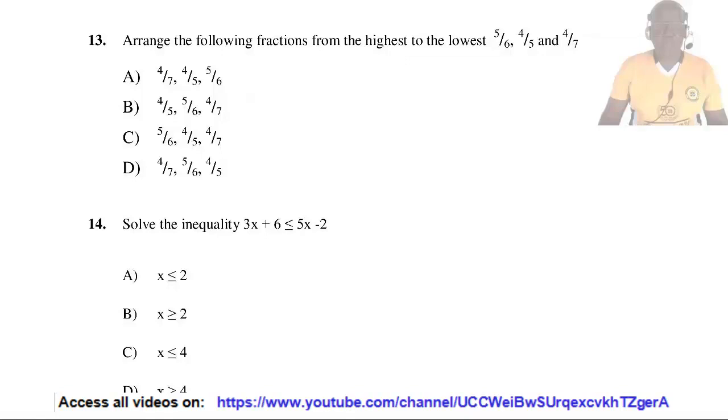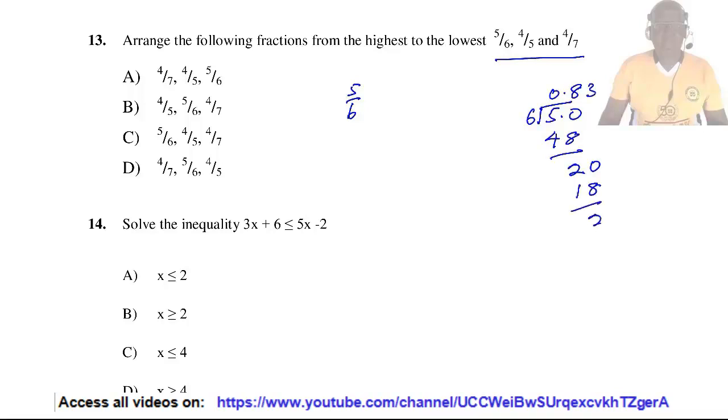Question 13. Arrange the following fractions from the highest to the lowest: 5 over 6, 4 over 5, and 4 over 7. We shall convert the fractions into decimals. We shall use the long division method. 5 over 6, 6 into 5, 8, 48, 2, 0, 3, 18, 2, 0, 3. So the answer is 0.833.